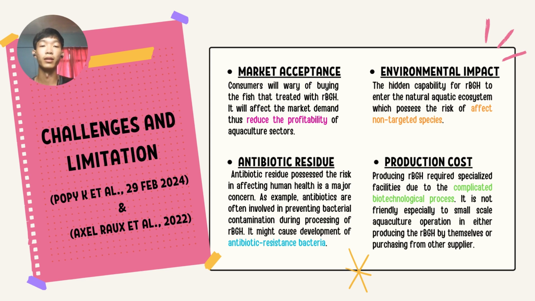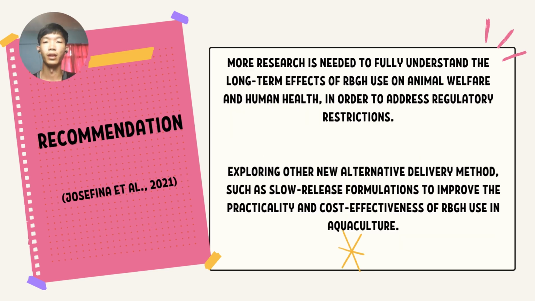And the last one, production cost. Producing recombinant bovine growth hormone requires specialized facilities due to the complicated biotechnological process. It is not friendly, especially to small-scale aquaculture operations, in either producing the recombinant bovine growth hormone by themselves or purchasing from other suppliers. After that, recommendation.